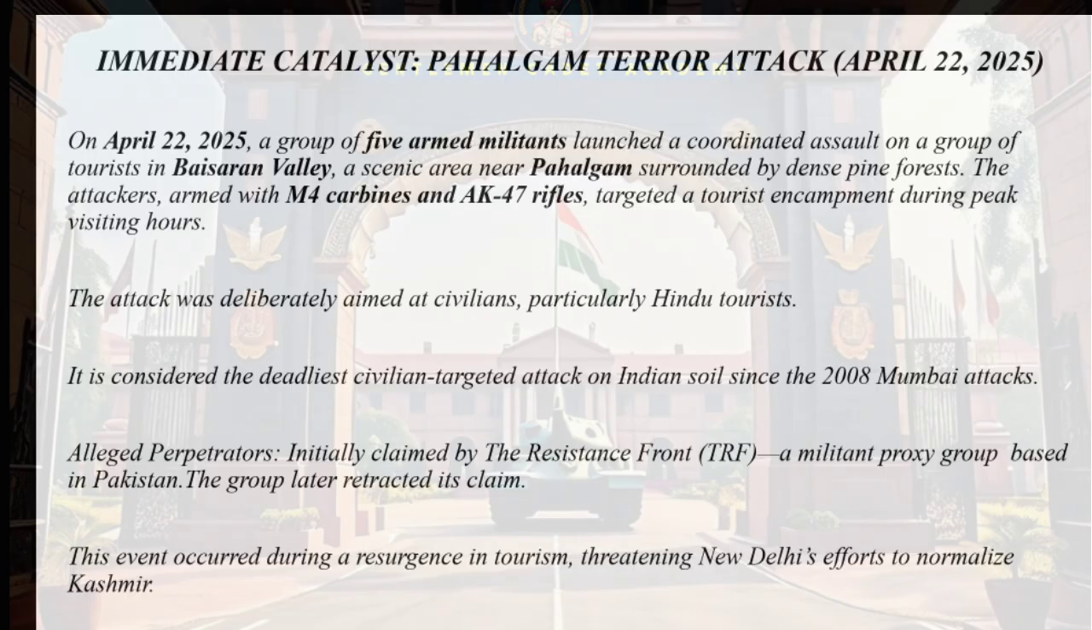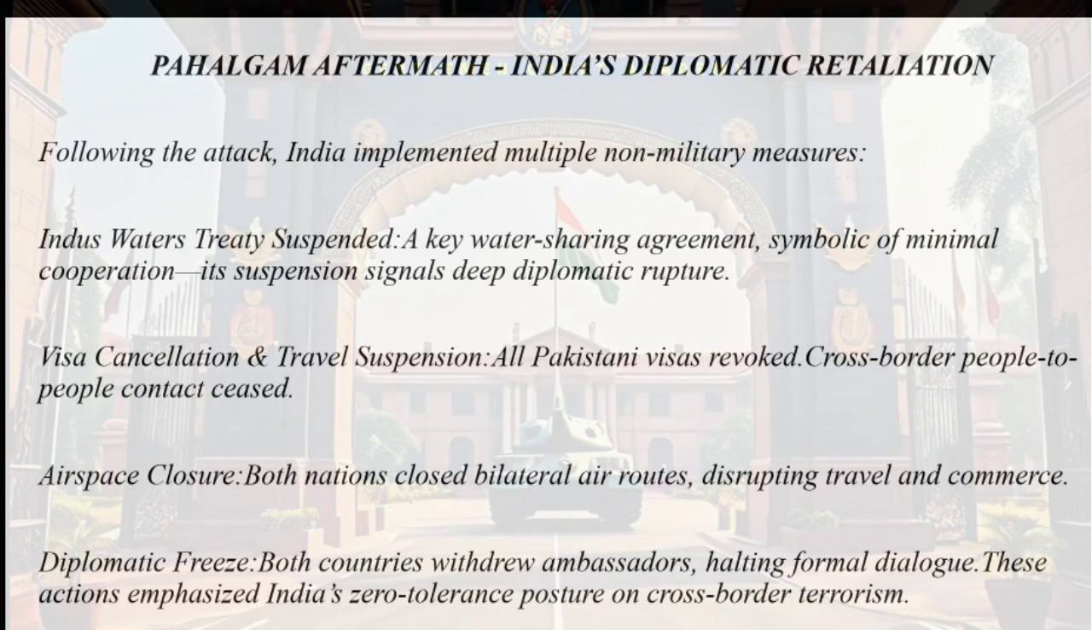The timing and the location of the attack were strategic, during the peak tourist season when India was heavily promoting Kashmir as safe for domestic and international tourism. The attack not only resulted in dozens of civilian casualties but also sent a psychological shockwave across the nation, drawing parallels with the 2008 Mumbai attacks. Initially the attack was claimed by The Resistance Front, that is the TRF, a terror outfit linked with Pakistan's ISI. The targeting of civilians, especially religious pilgrims, was calculated to provoke public outrage and force the Indian government into action.